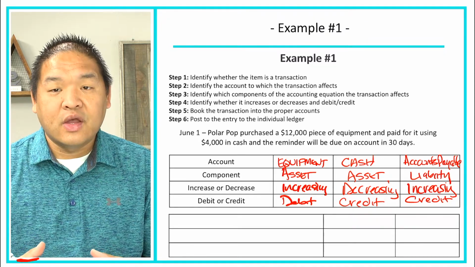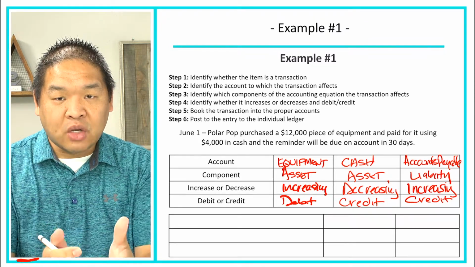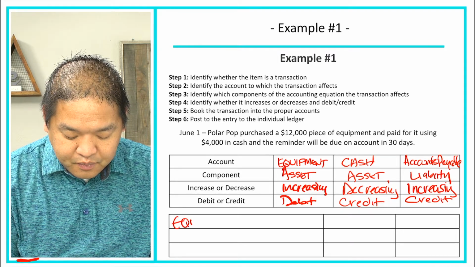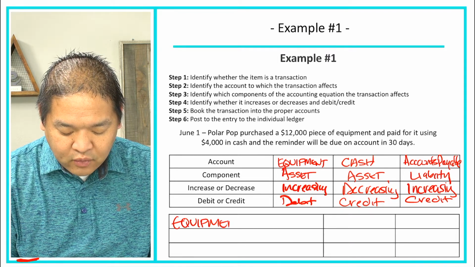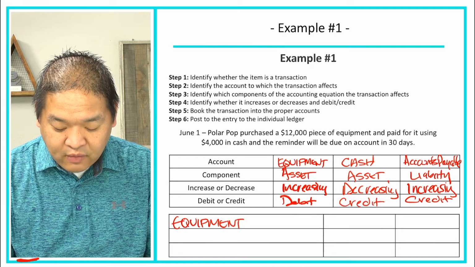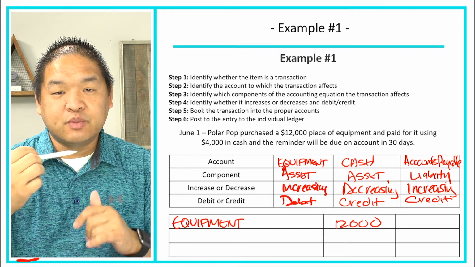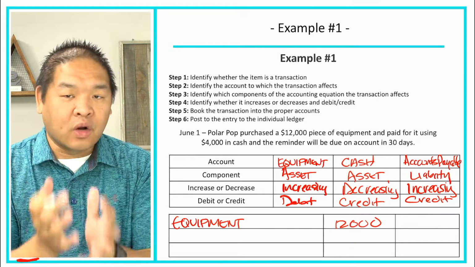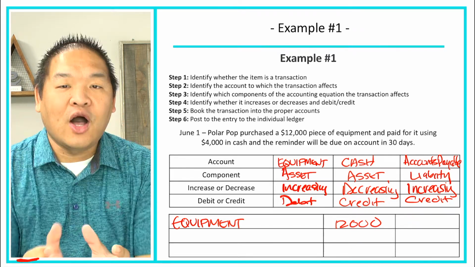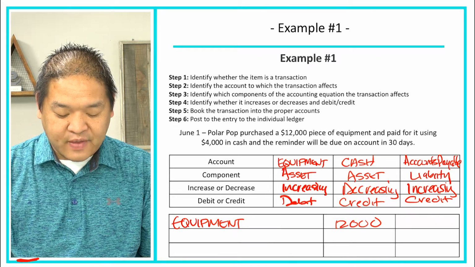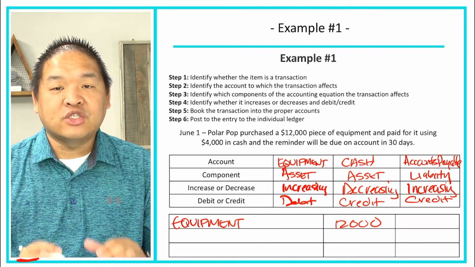So we'll start with the debit. Debits always go before credits. So the debit here is going to be equipment for its full cost. Its full cost is $12,000. So even though we only paid 4, we still need to book 12 because that's what it costs us, not necessarily what it's worth. That's what it costs us, $12,000. All right, now that's all of our debits.